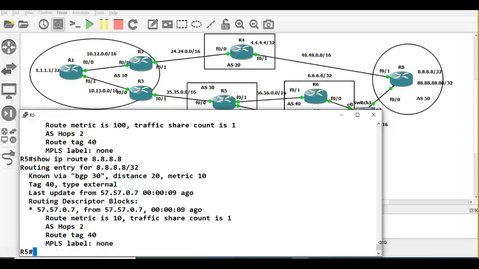You see? So the failover is there. The preferred path is 7 because of small MED, lower MED.